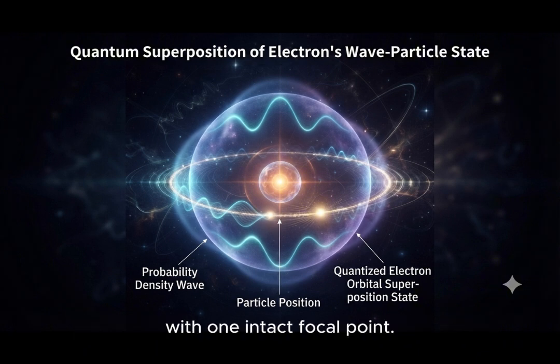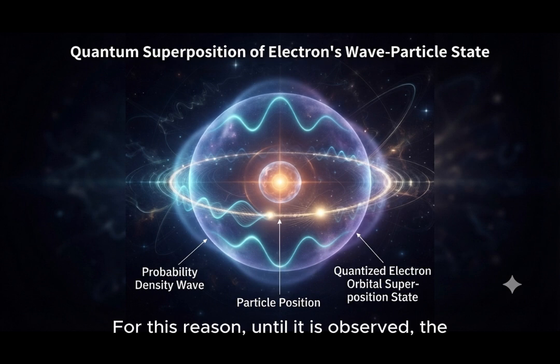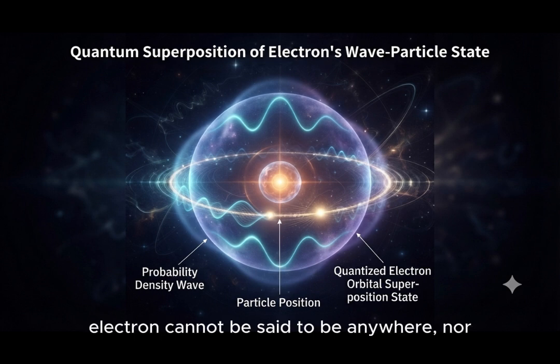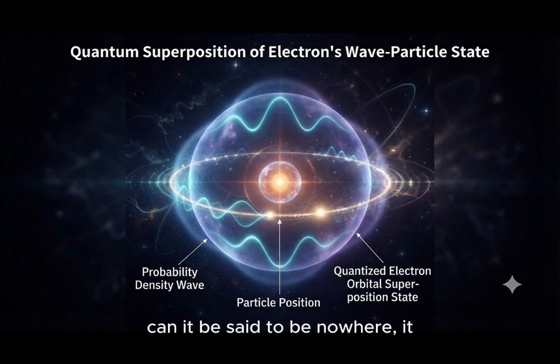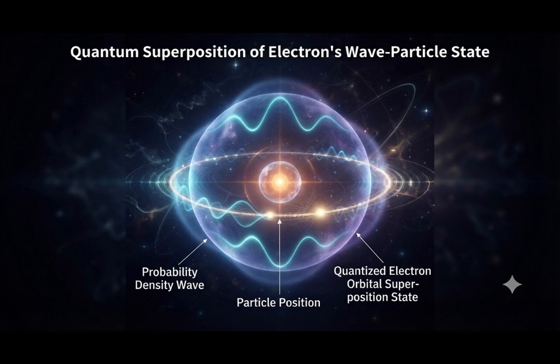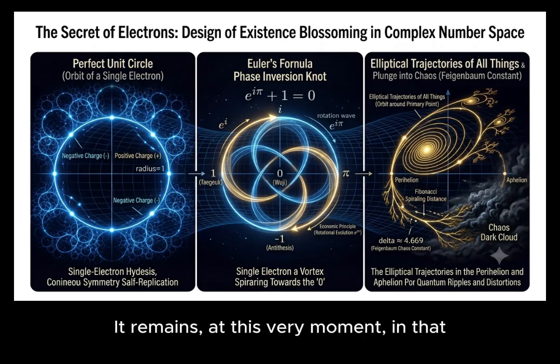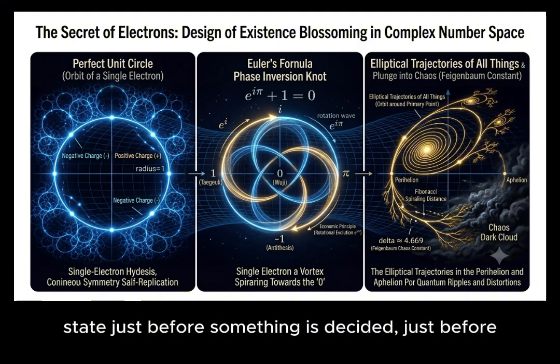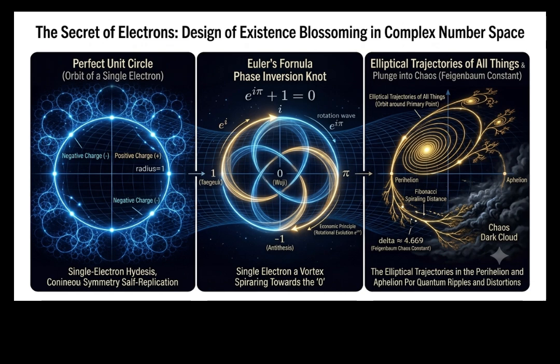For this reason, until it is observed, the electron cannot be said to be anywhere, nor can it be said to be nowhere. It exists as an overlap of the states of wave and particle, unresolved into any single position. It remains, at this very moment, in that state just before something is decided, just before the split occurs.